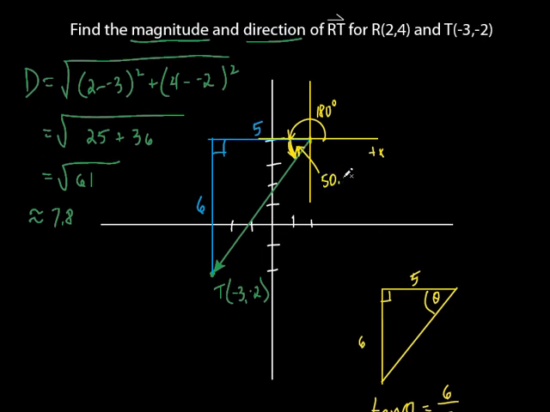Remember, the 50.2 is right there, this one right here. But what do we want to find? We want to find from the positive x-axis all the way to the green line. So it's going to be 180 plus the 50.2. All right, and so you're going to get a 0 right there, you get a 3, and then you carry the 1, and that is 230.2 degrees. That is the direction.